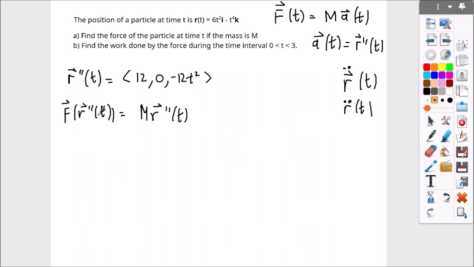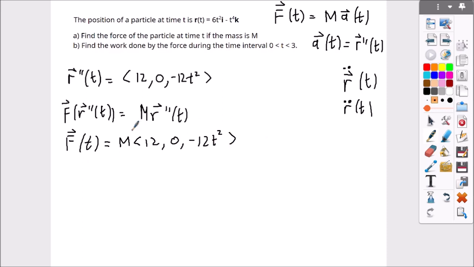So it doesn't matter. What does this end up being? F of t is equal to m times 12, 0, minus 12t squared. So that's the force on the particle at time t if the mass is m.